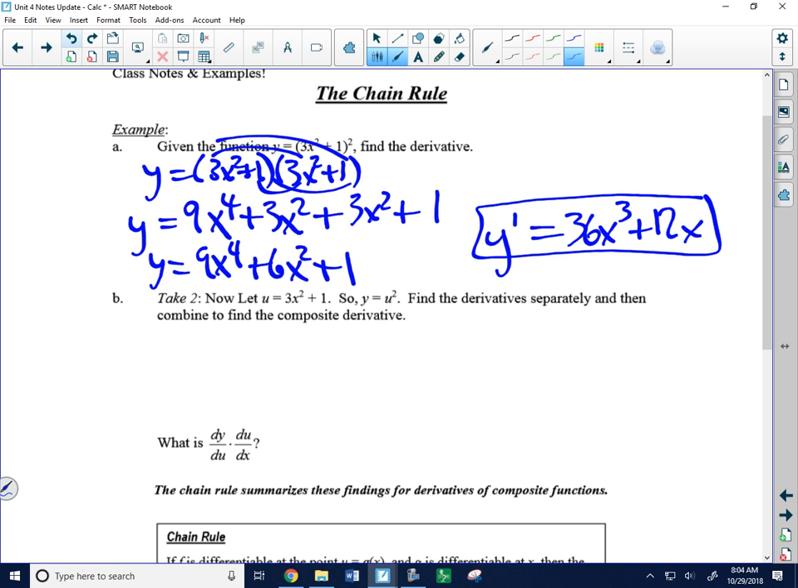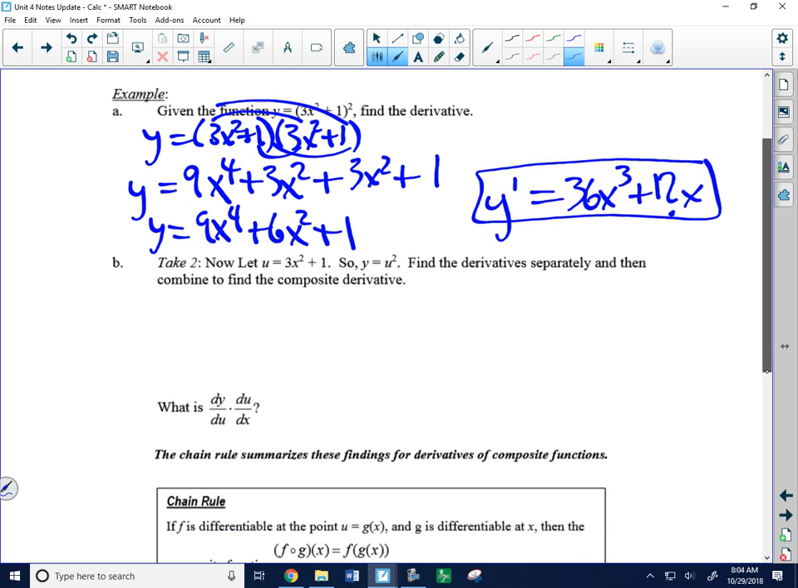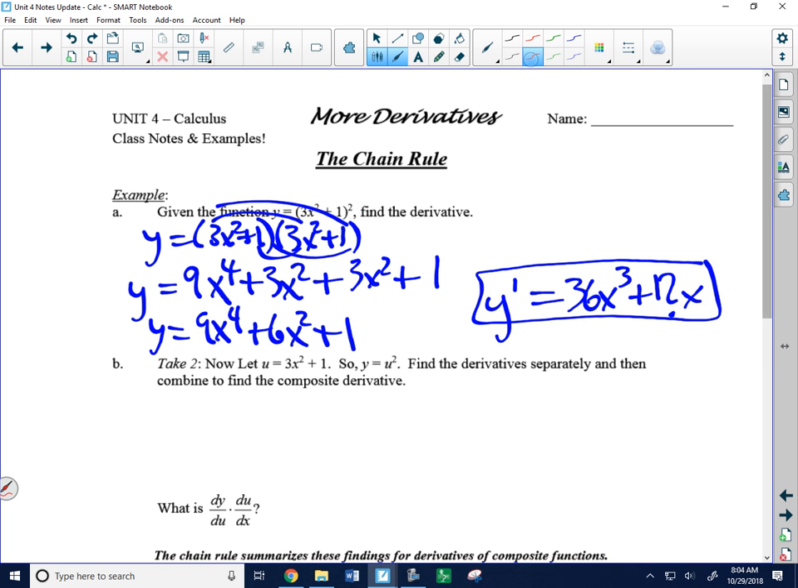Now I'm going to do the chain rule basically in part B and show you that I'm going to get the same thing. Okay, I'll show you that I'm going to get the same thing. Oh, and by the way, there is a composition, right? 3x squared plus 1 is one function. Something squared, I'm going to write starting u squared, is my other function.